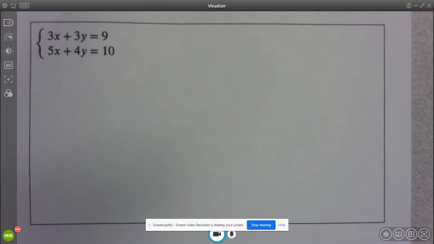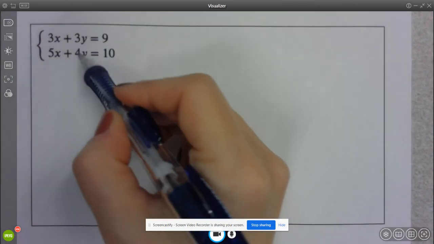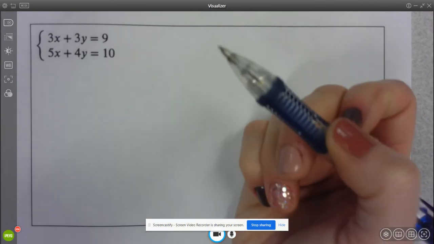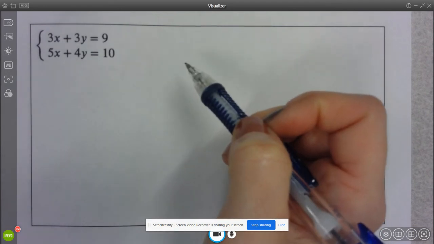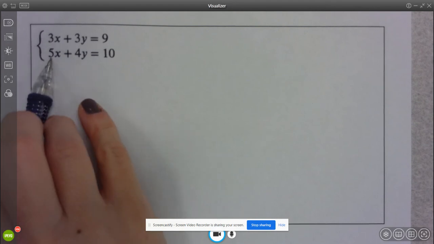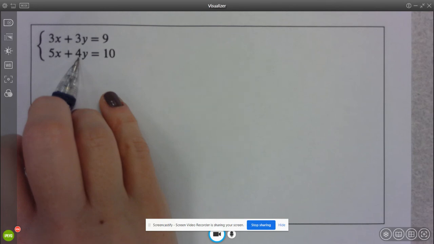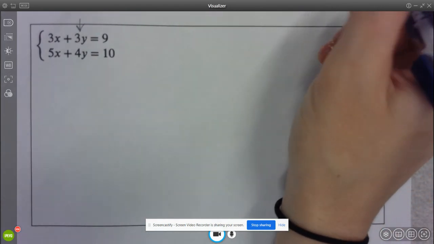All right, final two examples. Now, in this case, if you look at x and y, neither of these coefficients could easily look like the other one. That means I have to multiply both equations by some number to make the coefficient of either x or y look the same. So 3 and 5's least common multiple is 15. 3 and 4's least common multiple is 12. I'm going to go with y in this case because that's a smaller common multiple.